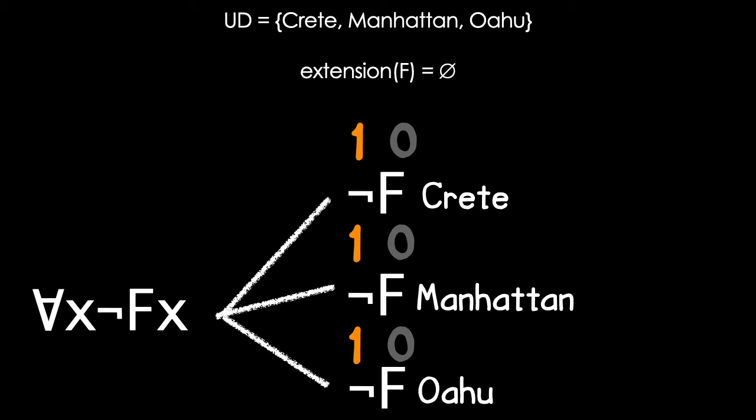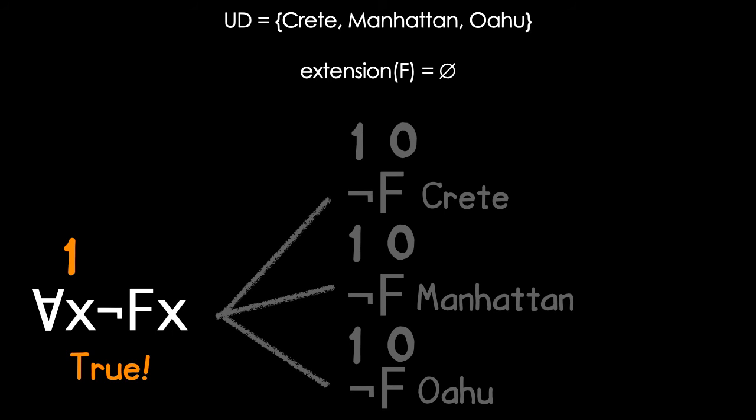Similar reasoning applies for Manhattan and Oahu. We got a 1 for all three of these. That is, we got a 1 for everything that's in the universe of discourse. And that means for all x, Fx gets a 1. It's satisfied in every possible substitution. All of them got 1s, so the universal quantifier for all x gets a value of 1. And since that's a sentence, that 1 means that the sentence is true.